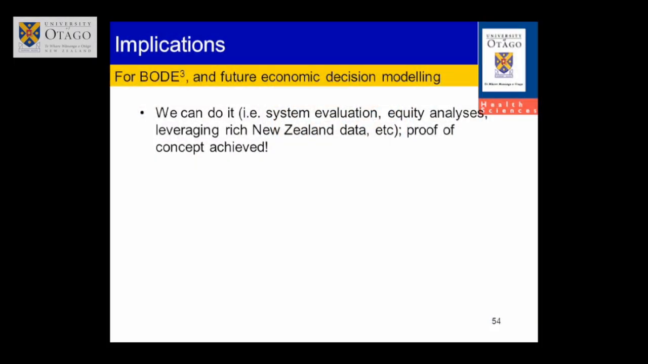Now, the implications for researchers and future economic decision modelling, well, the first one is celebrate success. We can do it. This is proof of principle. We have created a major infrastructure here that we can use for all sorts of things and been able to demonstrate these new methods and do it. I think this is a major breakthrough. Stand to be corrected, but I'm pretty chipper about this.